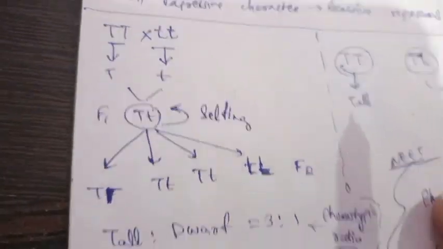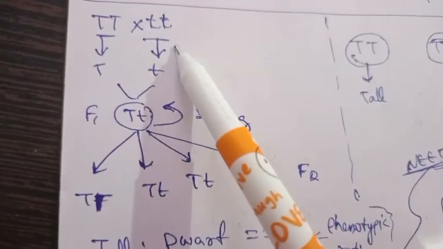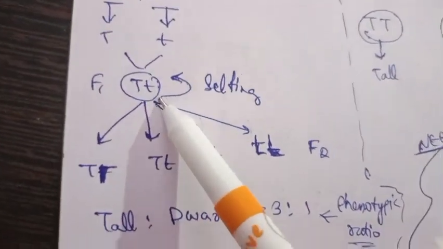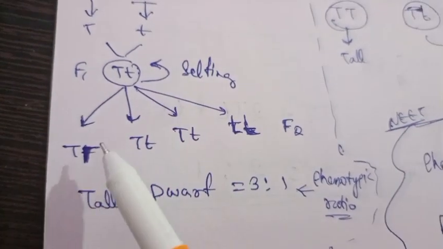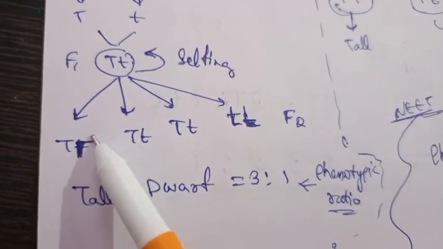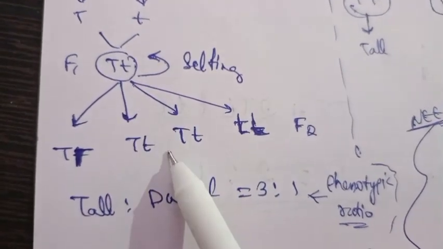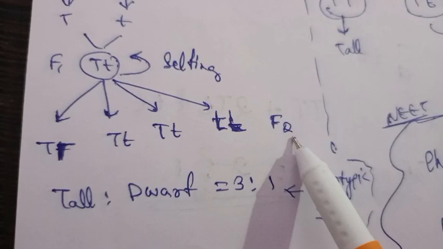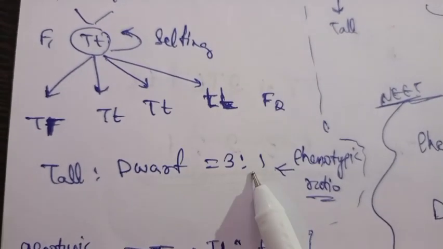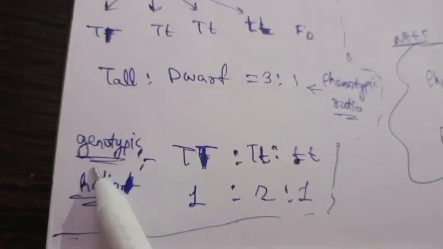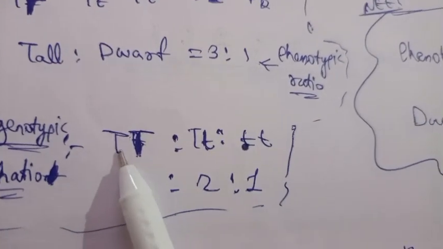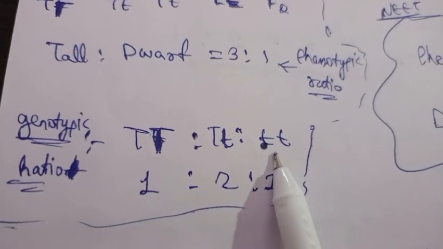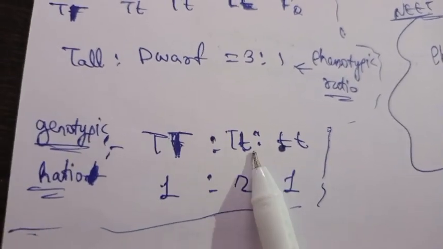Capital T into small t. Homozygous tall into homozygous dwarf gives heterozygous tall. Heterozygous tall when self-pollinated gives homozygous tall, two heterozygous tall, and one dwarf in the F2 generation. Tall to dwarf ratio is 3 is to 1, the phenotypic ratio, and the genotypic ratio is 1 is to 2 is to 1, where homozygous tall is 1, homozygous dwarf is 1, and heterozygous tall is 2.